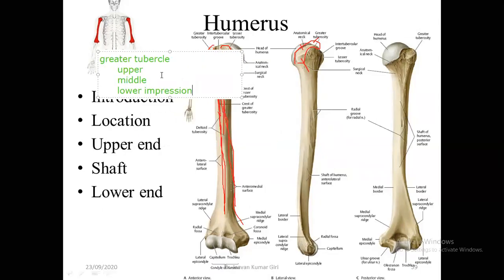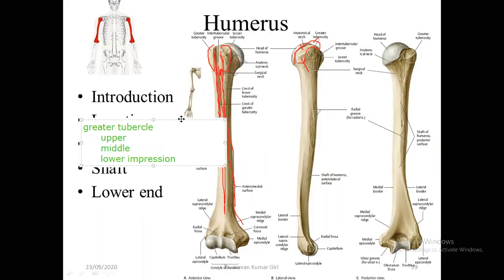Greater tubercle: that is the bony prominence on the lateral side of the upper end, and it bears the three impressions in the upper part, that is the upper, middle and lower impression. The lesser tubercle is the bony prominence on the anterior side of the upper end, and it faces anteriorly. So that is the lesser tubercle.